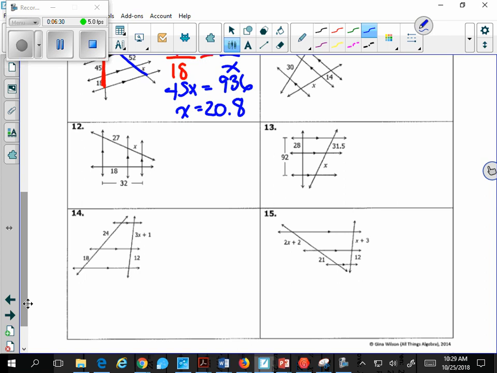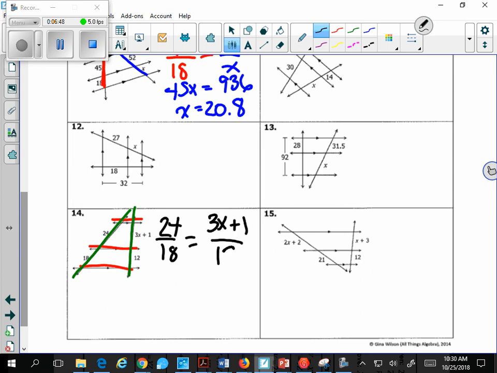My setup is exactly the same. I've got my 3 parallel lines here, I've got my 2 transversals here. So my setup is going to be 24 to 18 equals 3x plus 1 over 12. Not too bad. Now what might help you a little bit here is actually reducing this 24 over 18. You do not have to by any means, but I think it will help you, because I can reduce that down to be 4 over 3, so then my multiplication isn't such large numbers.